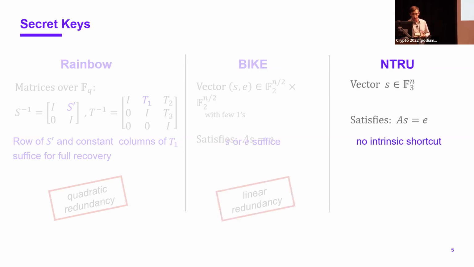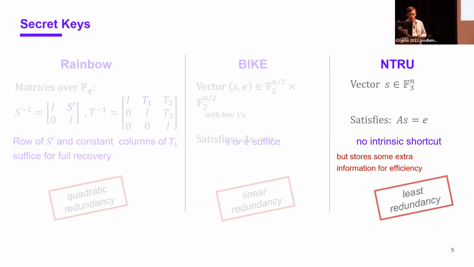And last but not least, in the NTRU case, the secret key might be seen as a ternary vector of length n. It fulfills a similar equation as in the BIKE case, but note that E is not part of the secret key here, so we have no intrinsic shortcut. But current implementations usually store some extra information for efficiency reasons. So there is some redundancy, but definitely the least redundancy in the NTRU case, and we will see that this is also reflected by our attacks. Usually they tend to be better the higher the redundancy, as a rule of thumb.